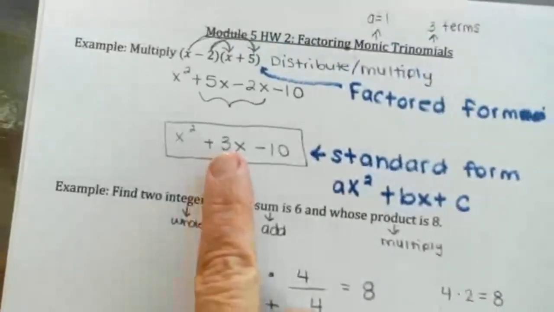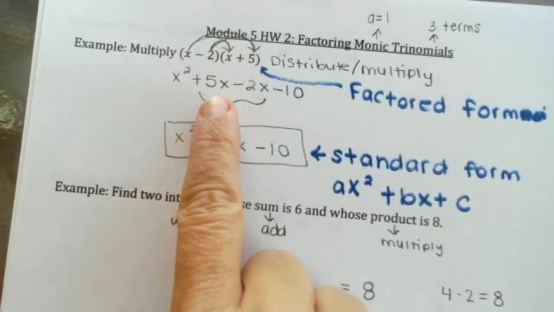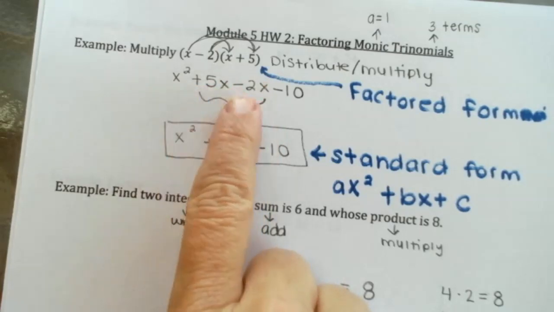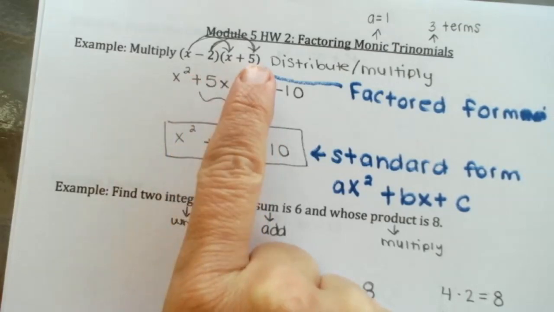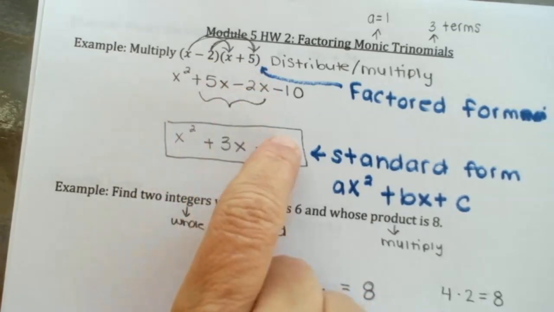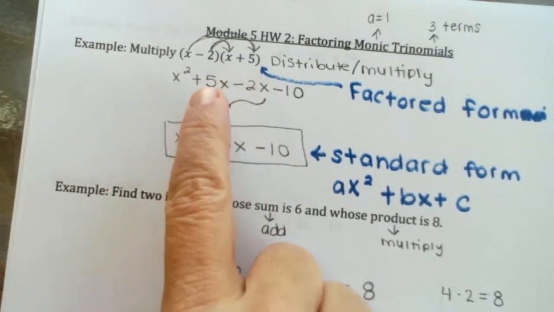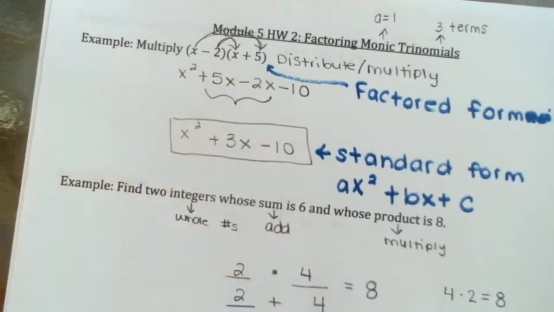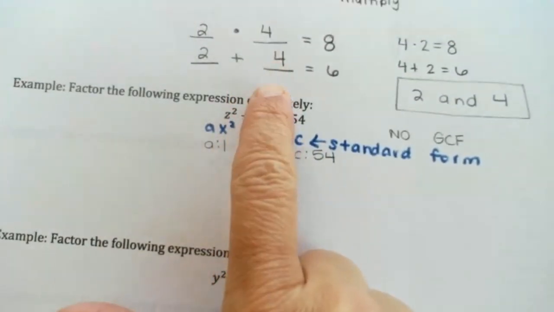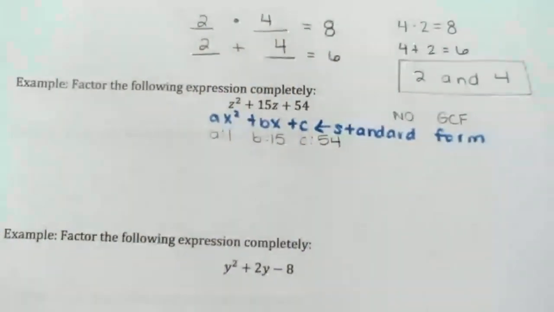So notice this 3x, if we were to work backwards, we split up 3x into 5x and negative 2x. So remember, those two numbers added together, negative 2 plus 5, gave us 3, and multiplied together gave us this negative 10. So they added together to give us this b, and multiplied together to give us this n value right here. So we're going to be looking for, just like we did in this problem, two numbers that multiply together and the same two numbers that add together.